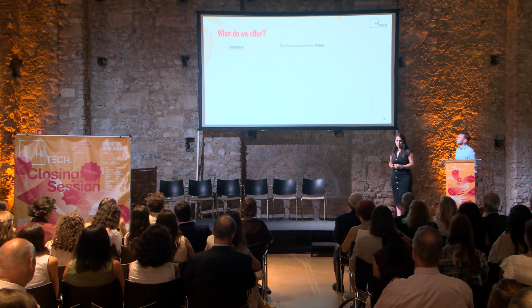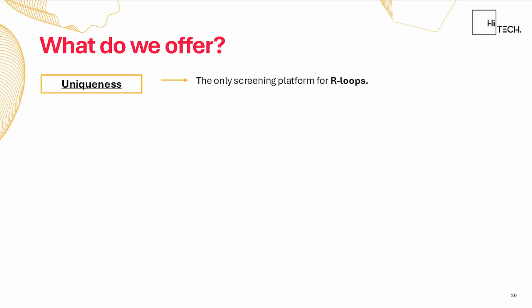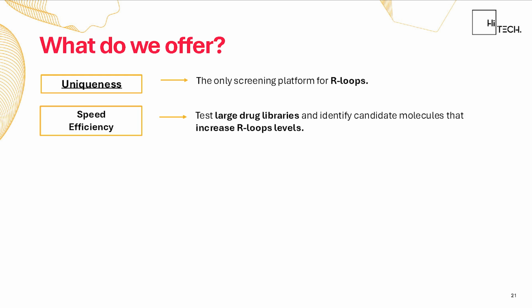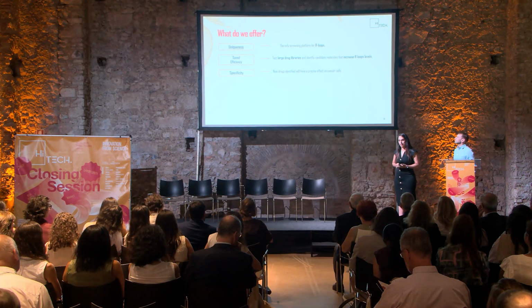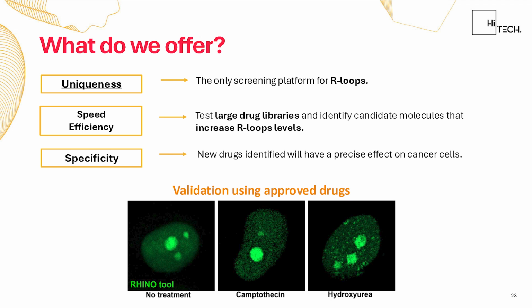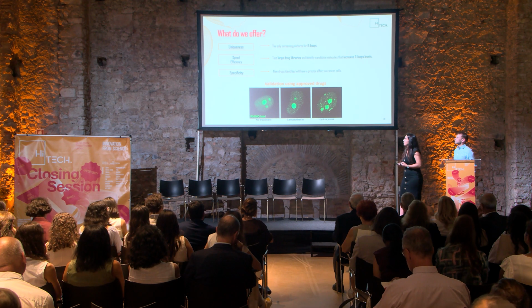And what do we offer? First of all, we offer uniqueness. We are the only screening platform for R loops. Secondly, we offer speed and efficiency. We can now test drug libraries to identify molecules that increase R loop levels. And, very importantly, we offer specificity. The new drugs identified can have a precise effect on cancer cells. And we have proved our screen through the use of approved drugs in cancer therapy.